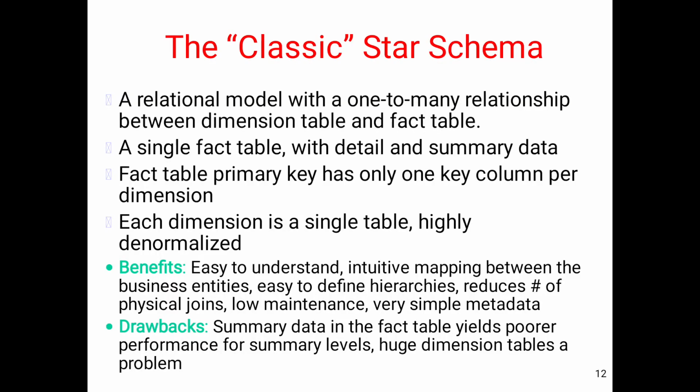Star schema is modeled for a one-to-many relationship between dimension tables and the fact table. We have the relation between the one to many. Here we take one single fact table and multiple dimension tables. The fact table has a primary key with only one key column per dimension. This is one of the fact table star schema points.